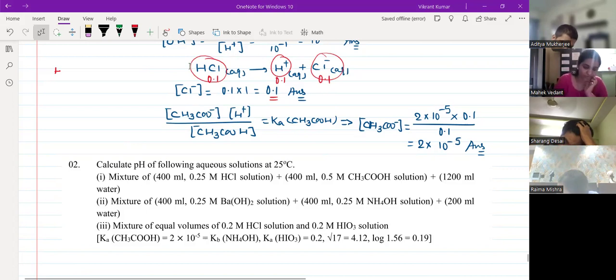I've got an answer. Let's see. Any other answer? Mark ने एक आंसर तो दिया है. Anyone else having any answer? At least for pH है ना? Concentration of ions we can calculate, but right now I'm asking you just pH बता दो.